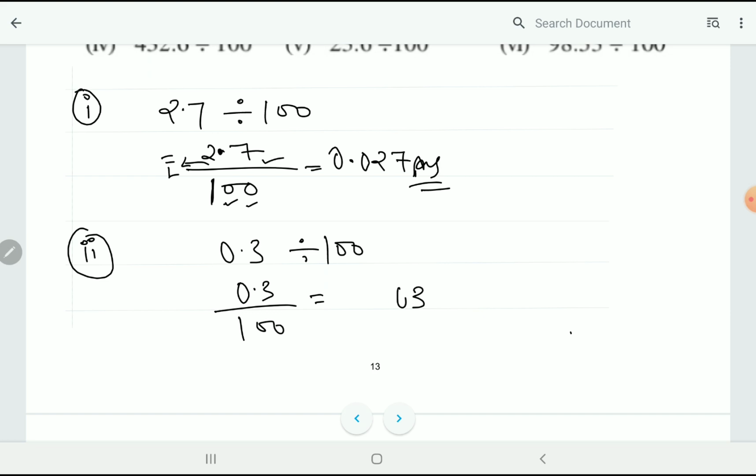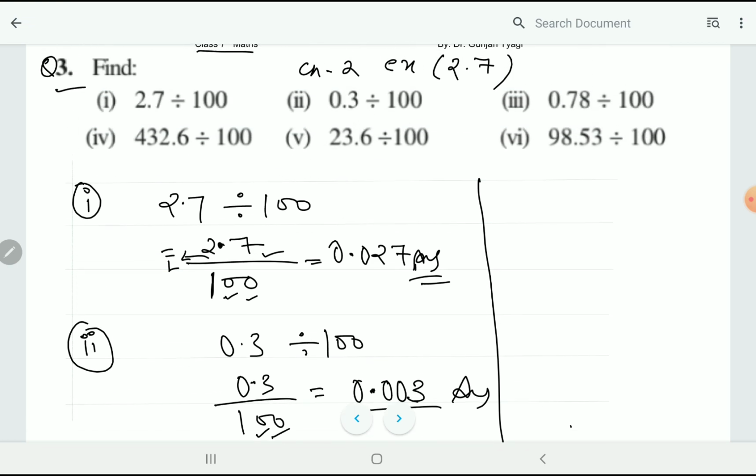So 300. Now the decimal will come here. Earlier it was here, so it has shifted 2 places. Now the answer is 0.003. This is the answer. So the number of places to shift the decimal depends on the number of zeros present in the denominator over 1. As there are 2 zeros, the decimal has shifted 2 places toward the left from its present position. Let's do the third part.